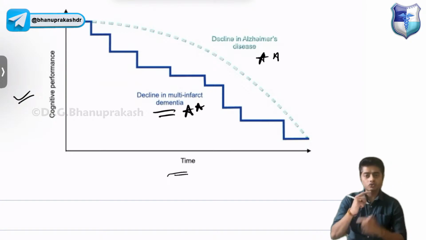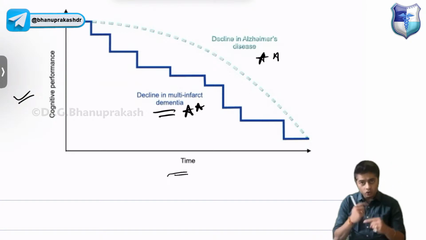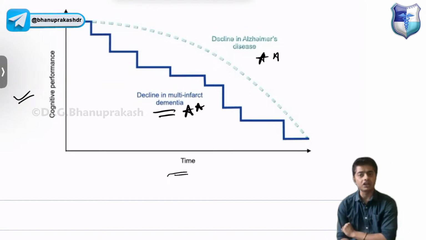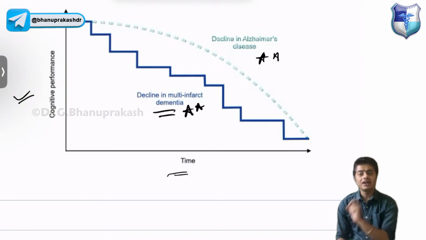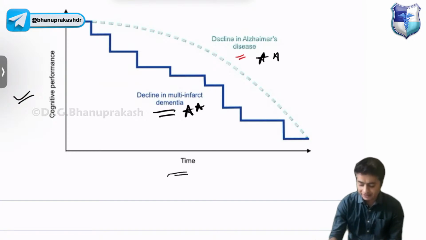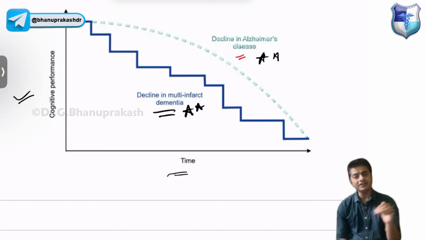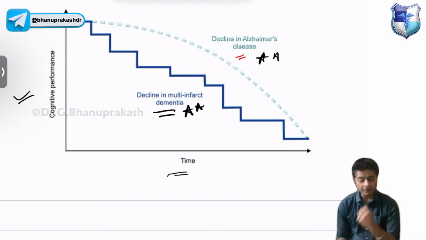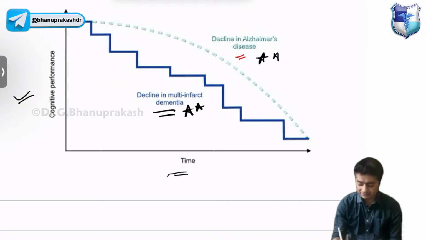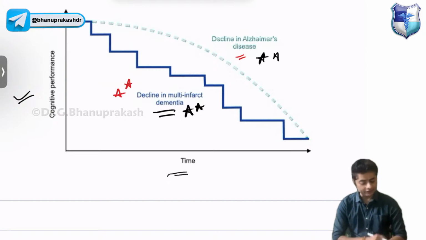Okay, everyone? In a stroke patient, the loss of cognitive function has a stepwise progression and is fluctuating. But normally in an Alzheimer patient, it is not stepwise. It is chronic, but there is no stepwise progression. But in a large vessel stroke, it is a stepwise type of pattern.